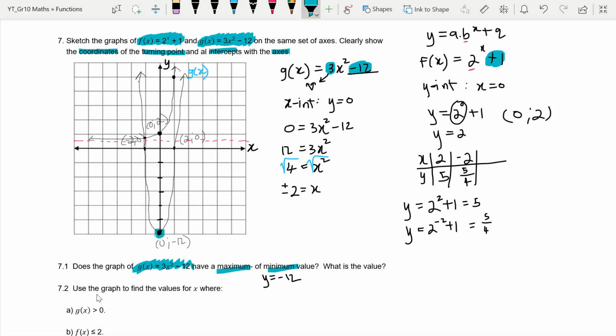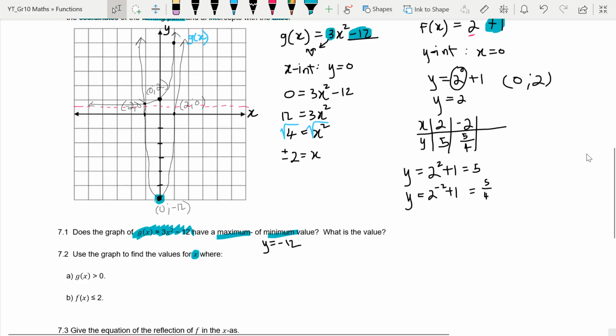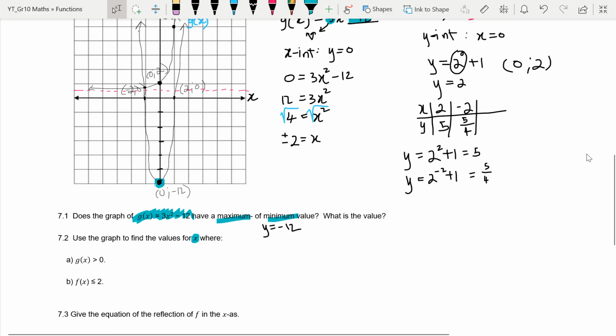7.2. Use the graph to find the values of x. Everybody's favorite questions. So we need to find the x value. So our answer is going to be x is this or x is that. And we're going to read off the graph. Let me just move it up a little bit. Okay, so first one, we're going to focus on g of x. Which one is that? That is the parabola, yeah.